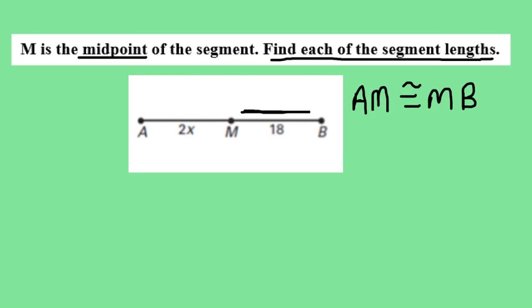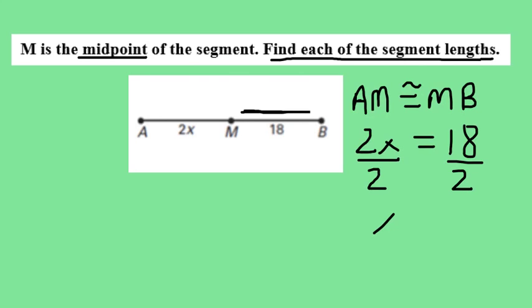So what we need to do is, again, set up an equation. We know that AM has a length of 2x, MB has a length of 18. So again, it's just a one-step equation now. Divide by 2. Our value for our variable is x.